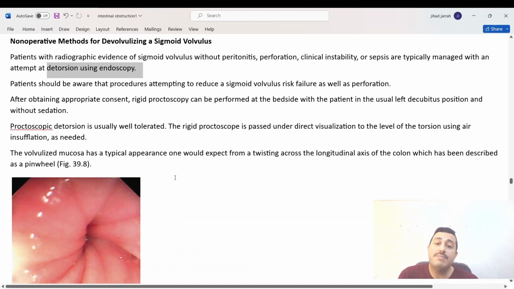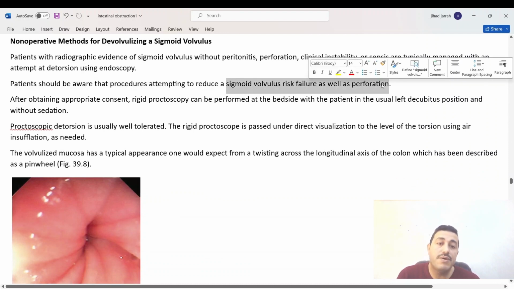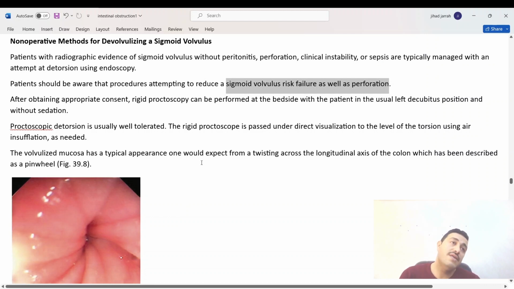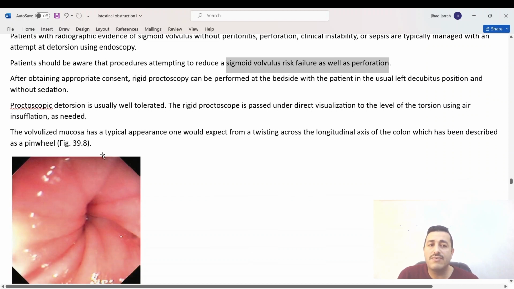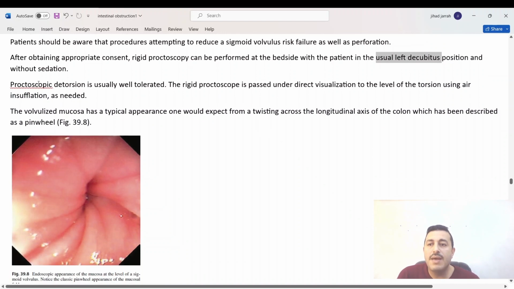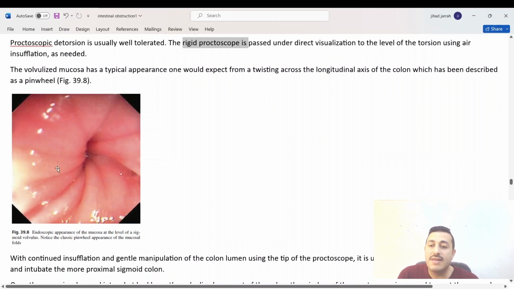Be aware that this patient is high risk for perforation. This is an emergency procedure. There is no bowel preparation, usually done in an emergency setting, so high risk for perforation. Usually we put the patient in the left decubitus position without sedation. Proctoscope is usually tolerated without sedation. A rigid proctoscope is passed, and we identify the place where torsion happens. It will look like this.